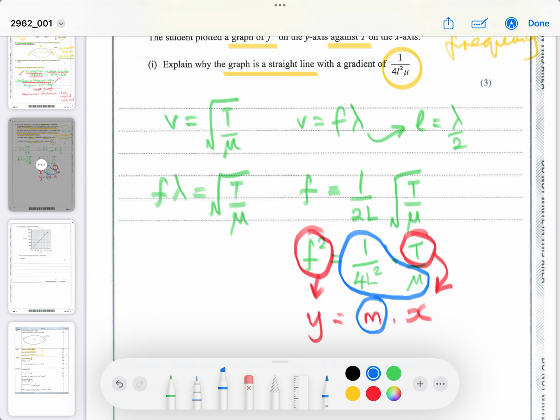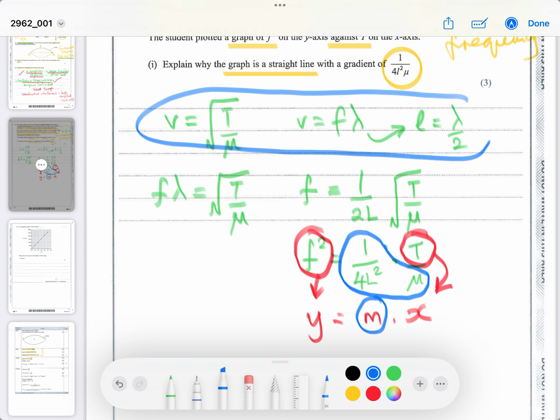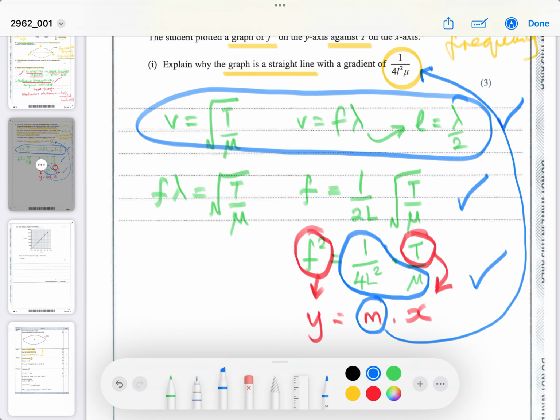So, let's have a look on the mark scheme, we'll have a look at it later. So being able to link all that will get you at least 1 mark, I should imagine. 1 mark for getting the square root sign, I would say that, and 1 mark for linking it with that and saying that the gradient is 1 over 4L squared mu. Okay, hope that makes sense.